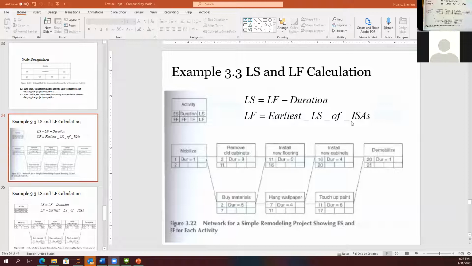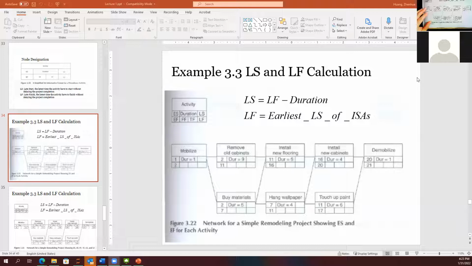And then to find the previous one's late finish, it equals the ISA's late start. So if we have multiple ISAs, then select the smallest number. Earliest time means smallest number. Okay, these are the equations. Let me show you on this example.